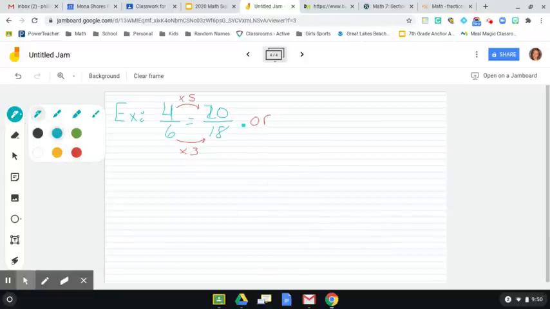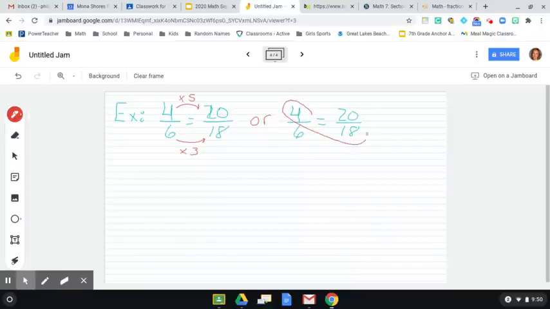Always check cross products as well, right? So if I just rewrite that, 4 over 6, is that equivalent to 20 over 18? And I use my calculator and I multiply these, 4 times 18 and 6 times 20. Well, 6 times 20 is 120. And if I do 4 times 18, I get 72.